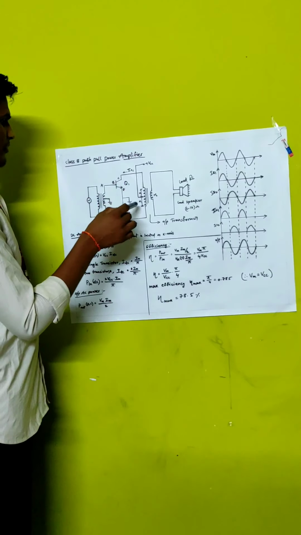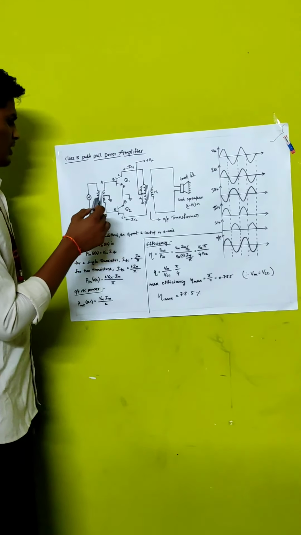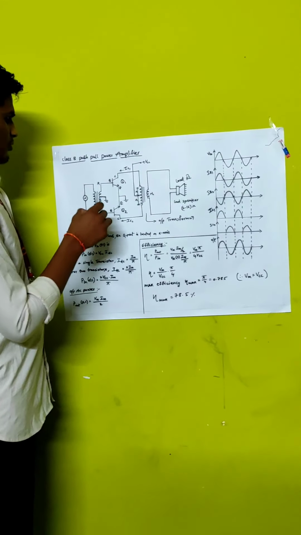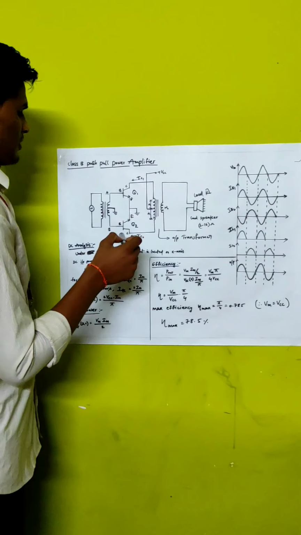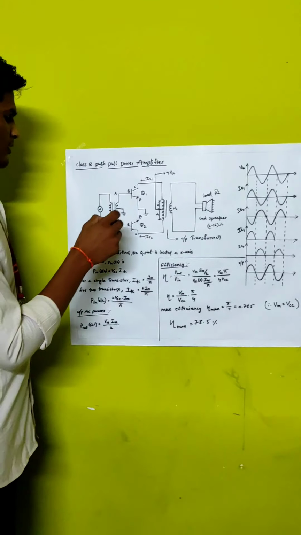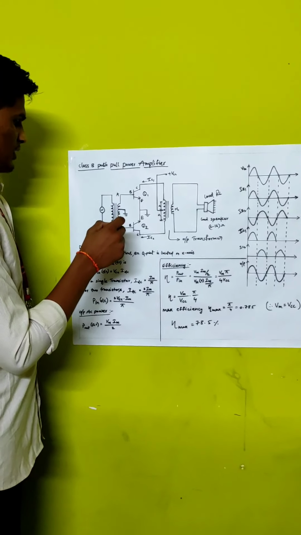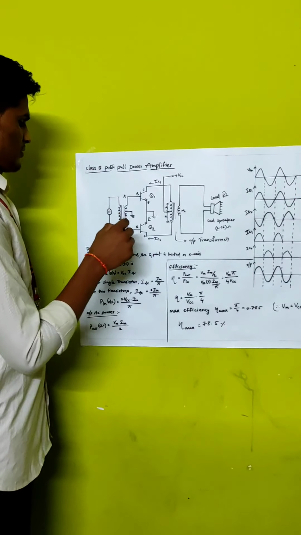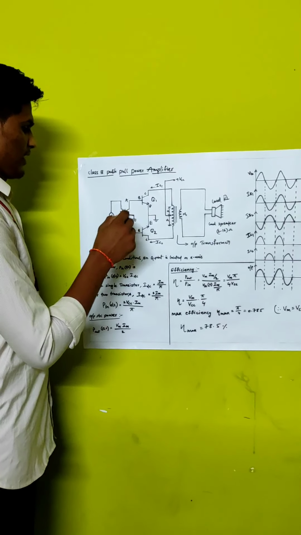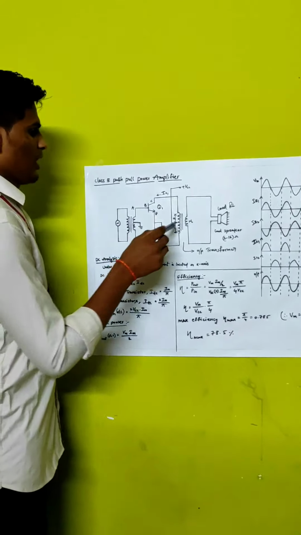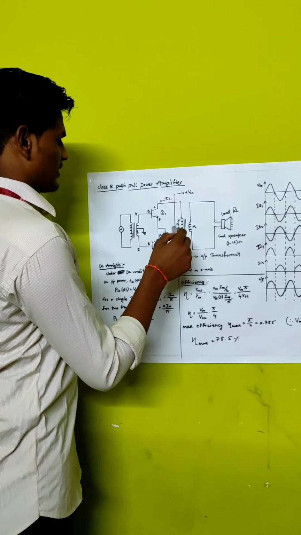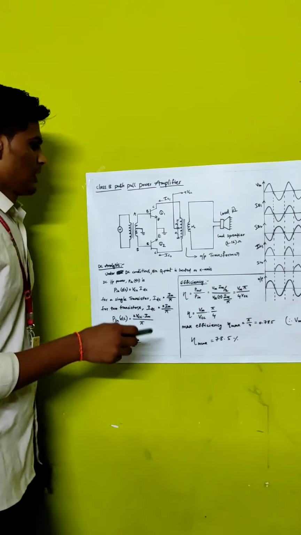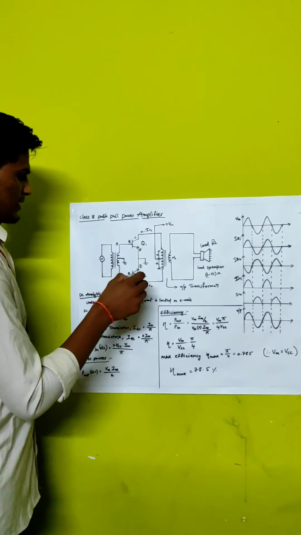Class B push-pull power amplifier circuit. Here we have the input signal. The input signal is given to the primary of the transformer, and this is the secondary. The primary is also known as the input transformer. The input transformer secondary winding has a center tapping, and the output transformer primary winding also has a center tapping, connected to the VCC. And here we have two identical transistors.